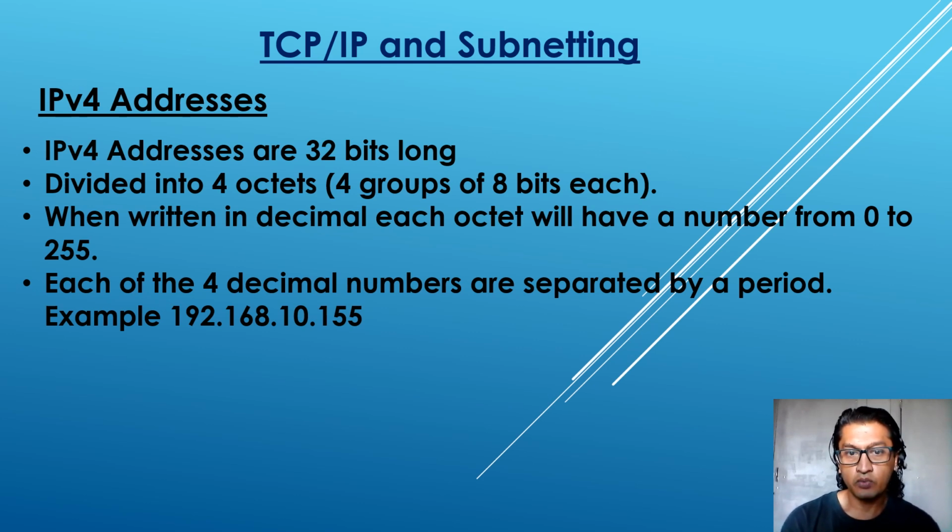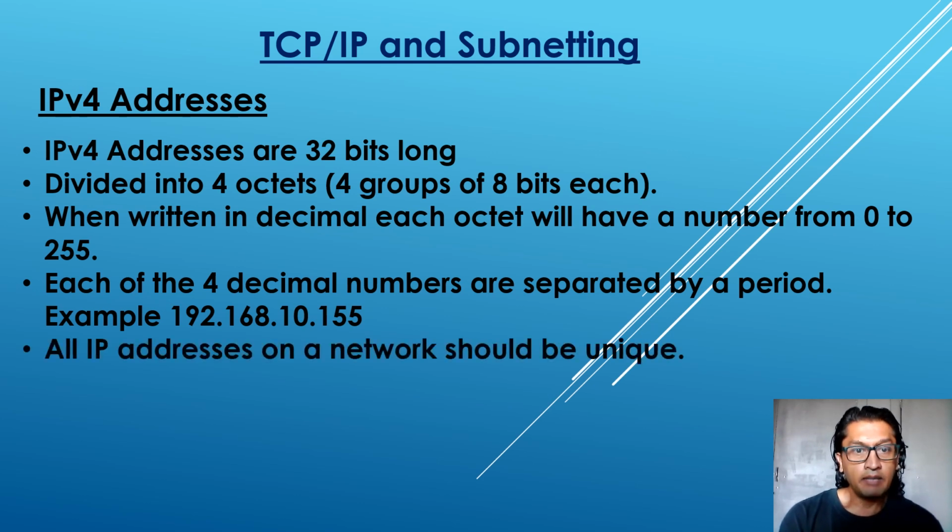Example: 192.168.10.155. All IP addresses on a network should be unique. Remember, your IP address uniquely identifies your system on a network, and in order for IP routing to take place, those IP addresses need to be unique.